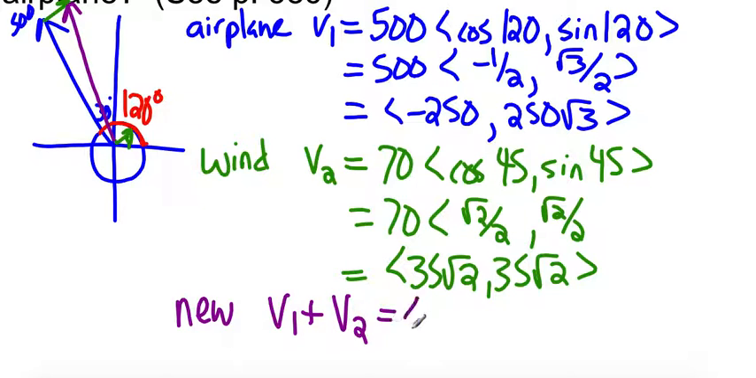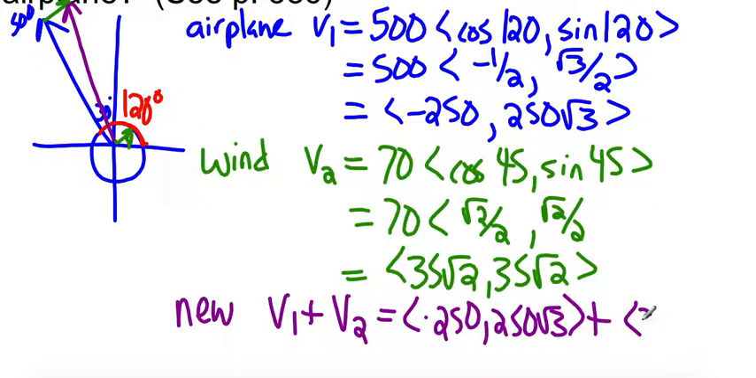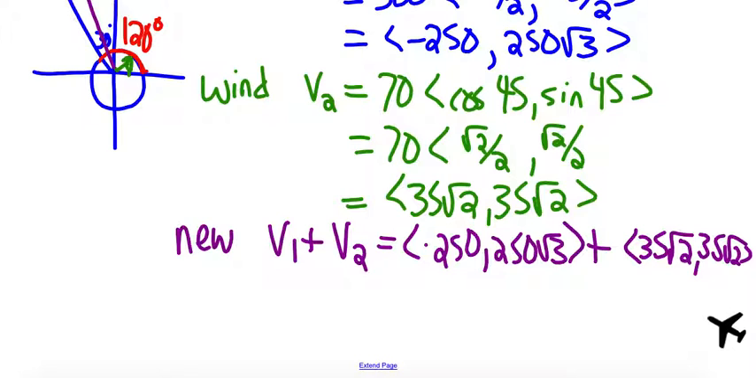So V1 is our negative 250 root 3. And V2 is our 35 root 2, 35 root 2. Okay, obviously at this point we need to go to calculators. I'm going to call my new one just V. Is that okay? I'm okay with that.